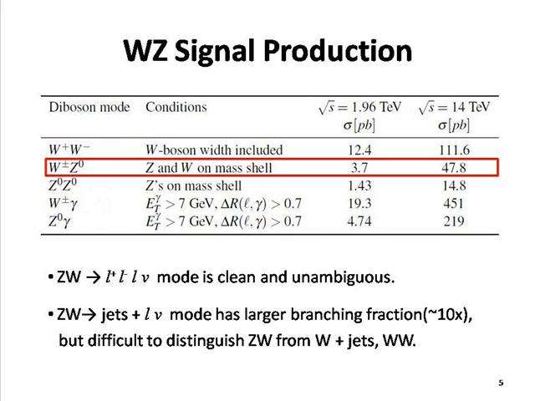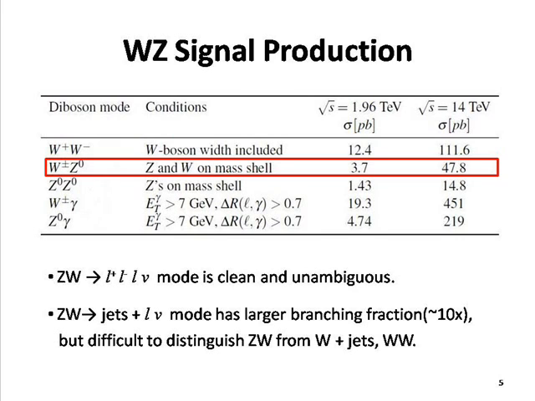So what we do here is the WZ decay to the lepton channel. Here the lepton is just electron and muon, not including tau, because tau will decay and make things very complicated. So we just use the leptonic decay, the electron and muon channel, because it's clean and unambiguous.